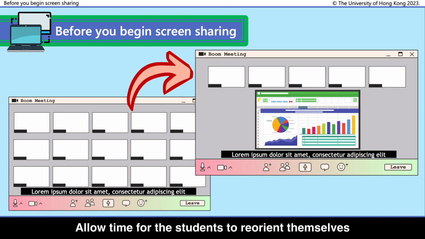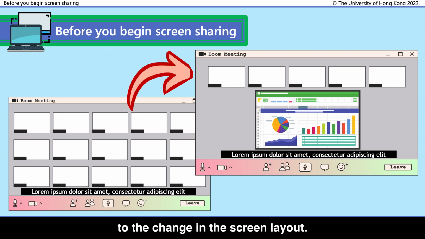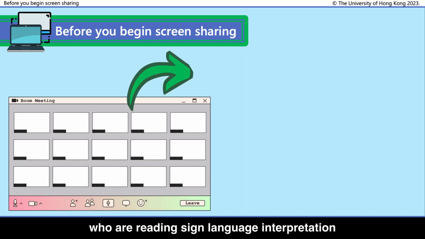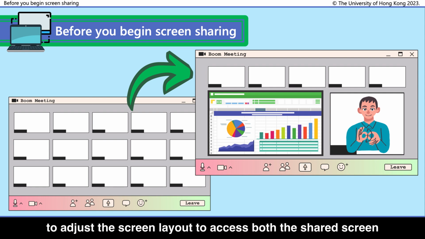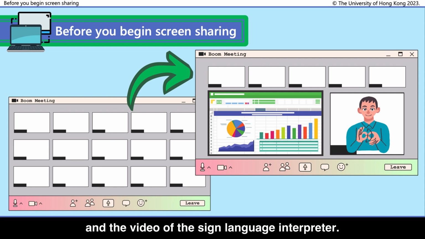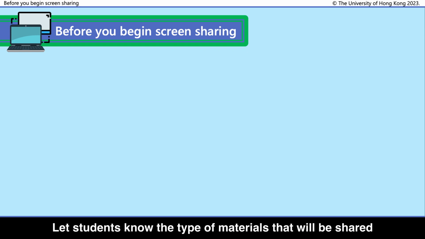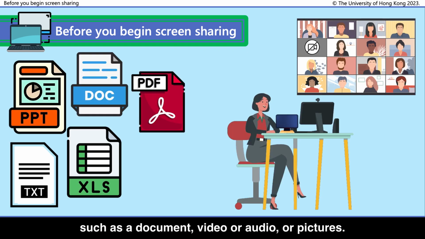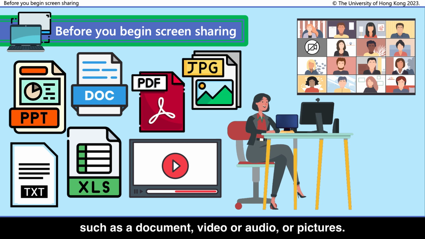Allow time for the students to reorient themselves to the change in the screen layout. Allow time for students who are reading sign language interpretation to adjust the screen layout to access both the shared screen and the video of the sign language interpreter. Let students know the type of materials that will be shared, such as a document, video or audio, or pictures.